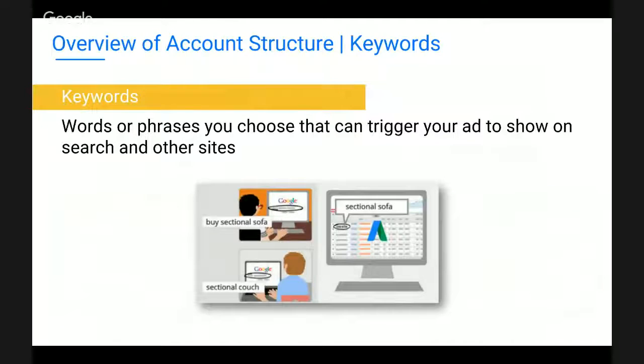Next up are your keywords. Now, what exactly are your keywords? Keywords are these words or phrases which you choose that can trigger an ad to show on search and on other websites. So let's say that you're selling sofas online, and you would really love for your ad to show for a query like sectional sofa or for a query like sectional couch.